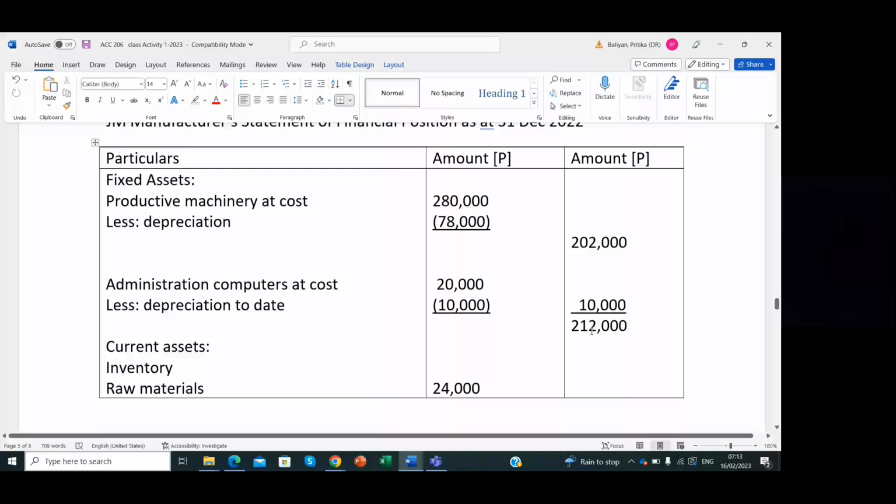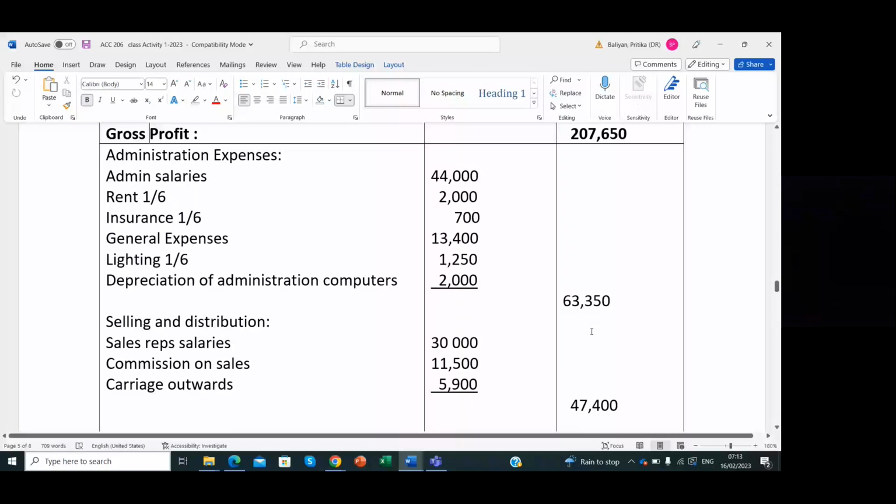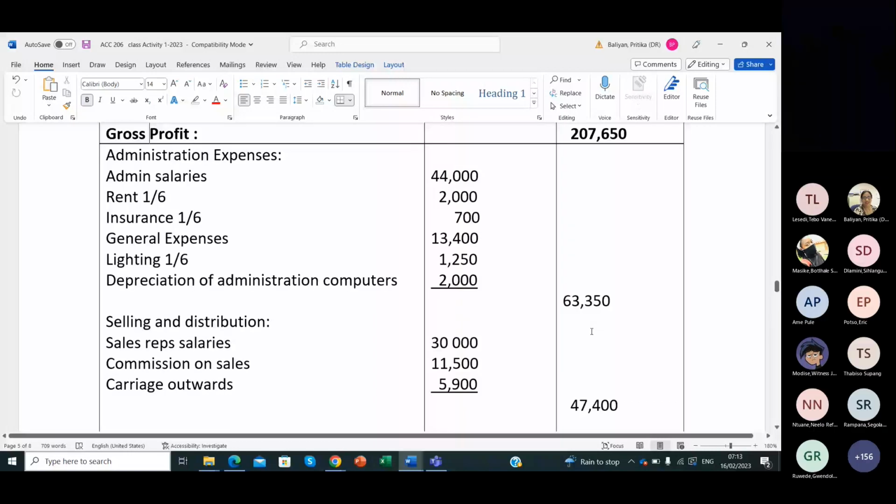Okay, so we were here. We start with administrative expenses. The administration salary is 44,000; rent is the 1/6 portion of total rent, so 1/6 of 12,000 is 2,000. Then insurance charges also we take, because the occupied area of the administration building is 1/6 of the total, like we do in overheads.